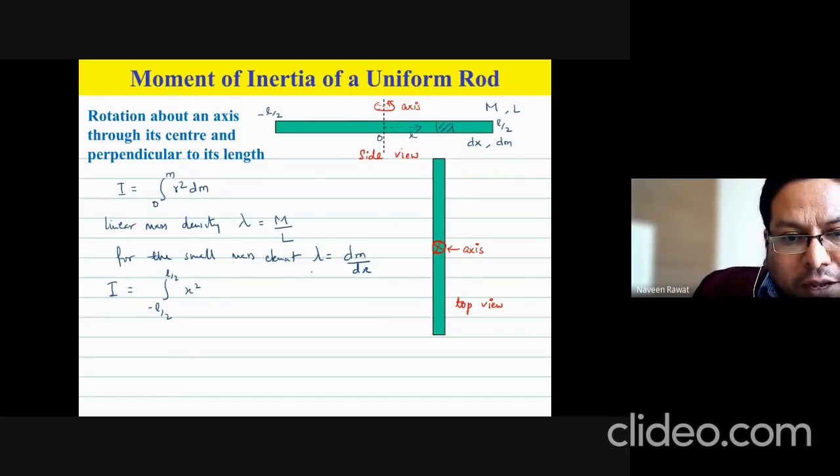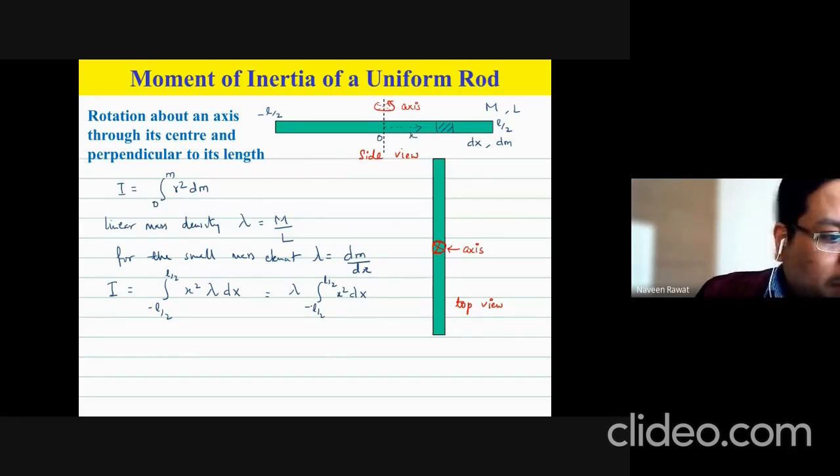Instead of dm, I can plug in lambda times dx. And now dx is varying from minus L by 2 to plus L by 2 with respect to this origin axis, and we have to be careful with our limits of integration. Lambda again is a constant term, a density term, so it can come out of the integral. So we'll have lambda, and in the integral from minus L by 2 to L by 2, we'll have x square dx.